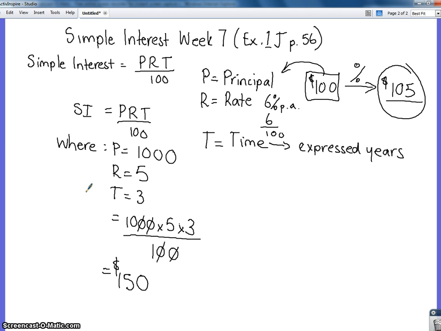Do you think that's fair that you put $1,000 in and 3 years later, all you got back was $150? What did you get, Jared? $1,150. So you get your $1,000 back that you put in to start with, plus you get this interest amount. Does that make sense to everybody? Or can I explain that better?